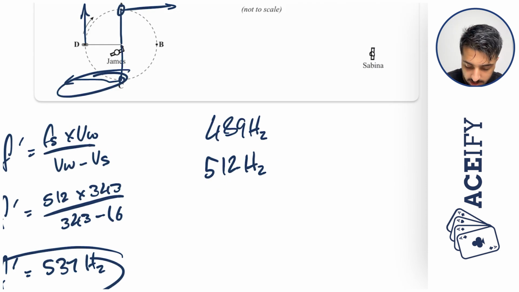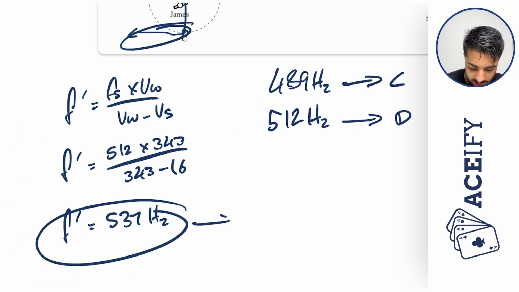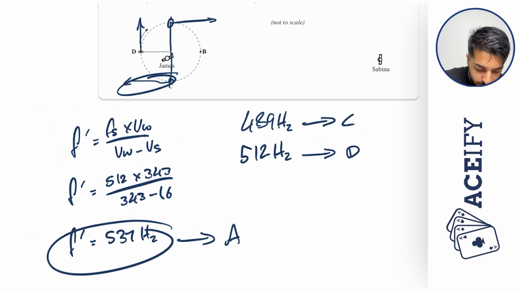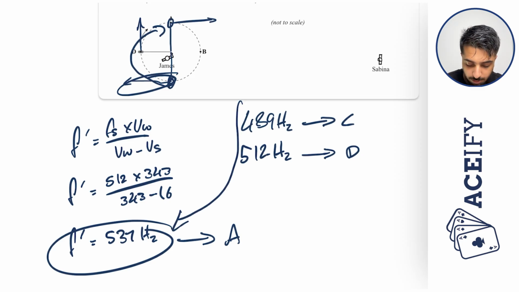And so based on this, we can see that this is the frequency at point C, this is the frequency at point D, and this is the frequency at point A. And as you can see, as the buzzer goes from point C all the way to point A, the frequency is constantly increasing from the lowest over here to the medium and to the high.